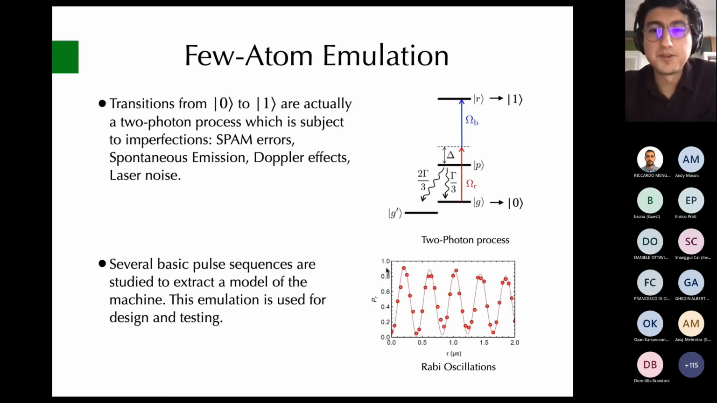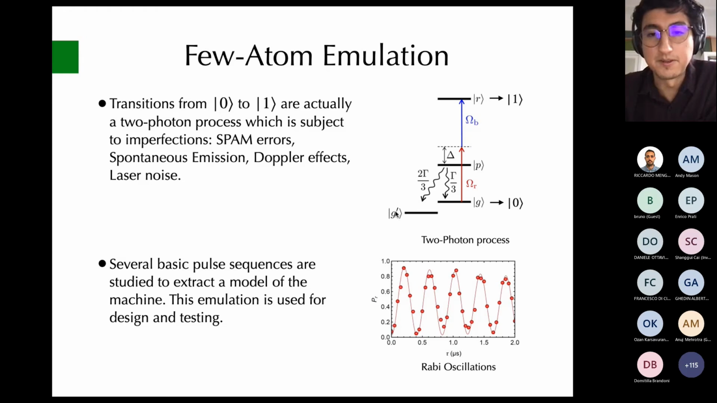So with respect to few atom emulation, I will go into a bit of detail. These transitions, as I said, between a ground and excited or Rydberg state are actually a more complicated two-photon process. It's guided by two lasers, each one driving the atom from an initial state to an intermediate state and then to the desired state, the Rydberg level, and it is subject to imperfections. For example, state preparation and measurement errors.